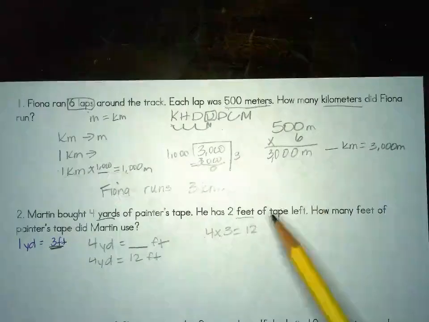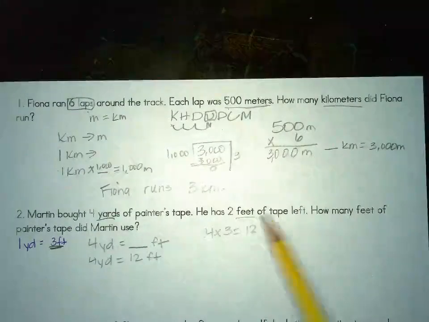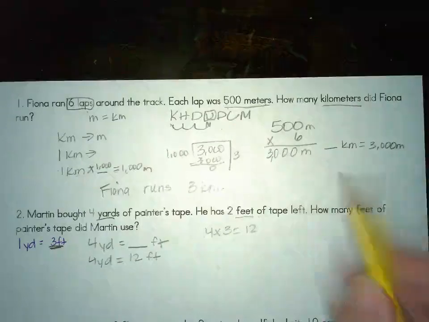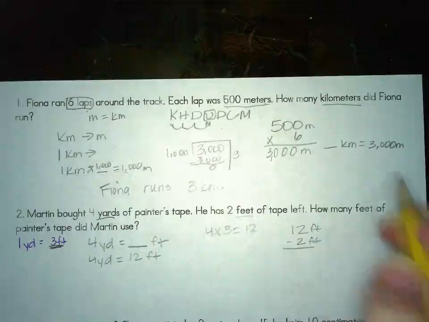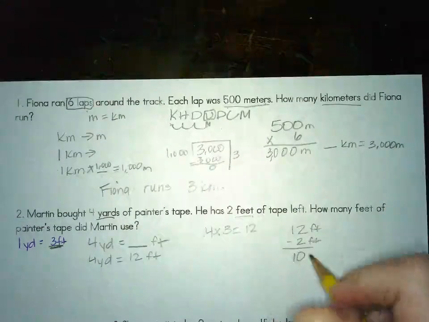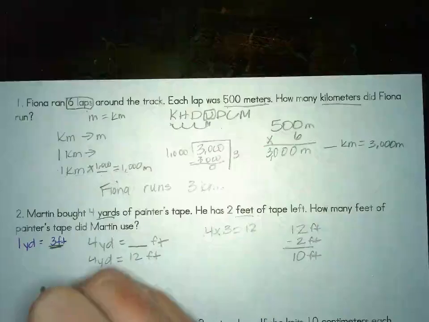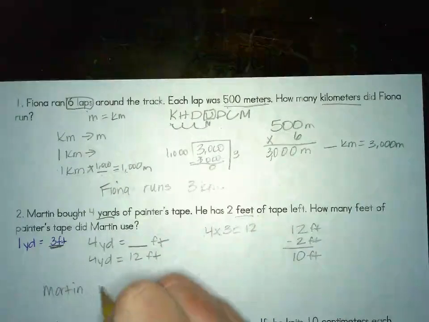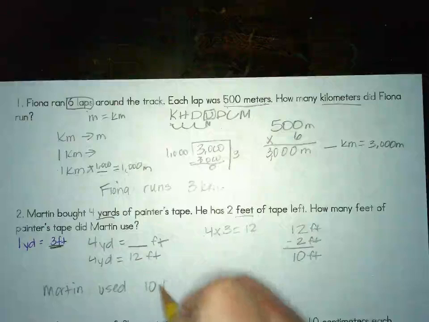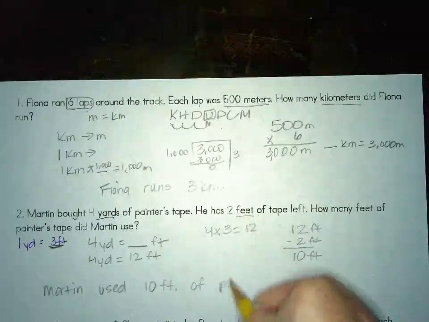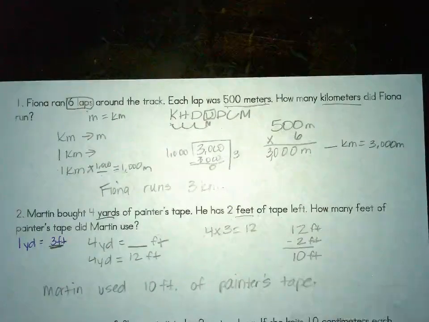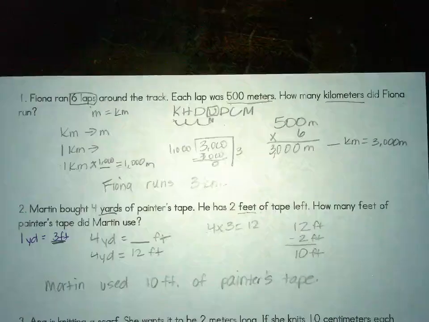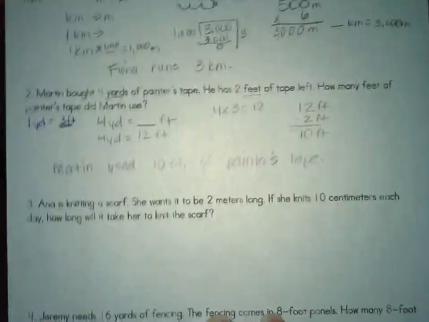Well, I got to figure out how much he used. And the problem tells me he has 2 feet left over. So I'm going to take the 12 feet and I'm going to subtract the 2 feet out of that. All right? Because I know that's what he has left. And that's going to equal 10 feet. So Martin used 10 feet of painter's tape. All right? So you're going to be seeing problems like this in the work that you do this week. Let's continue and try another one together.